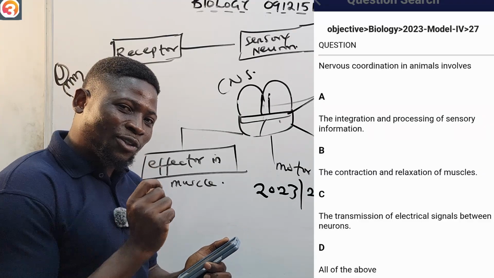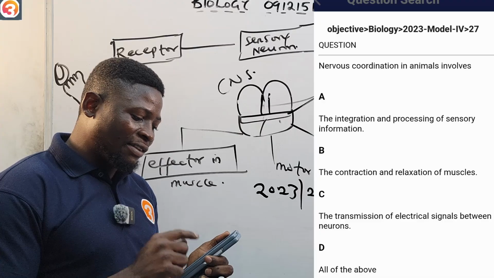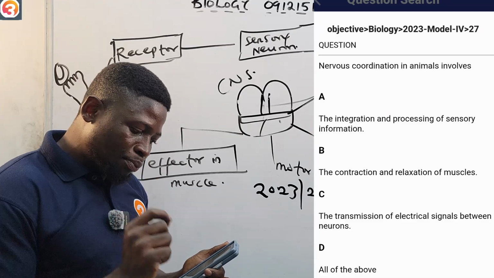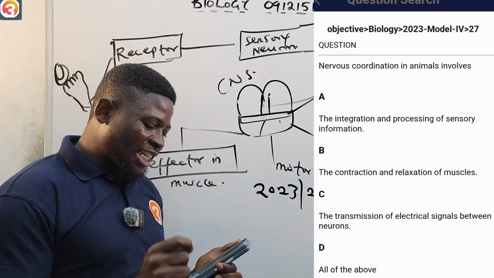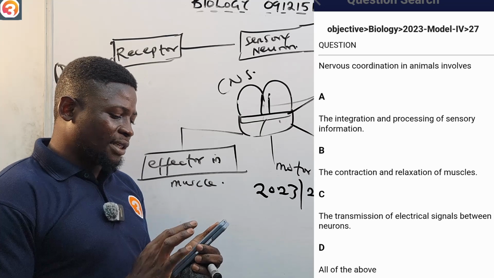Please listen to the options very well. Nervous coordination in animals involves A, the integration and processing of sensory information; B, the contraction and relaxation of muscles; C, the transmission of electrical signals between neurons; D, all of the above. Tell me the answer in the comment section.